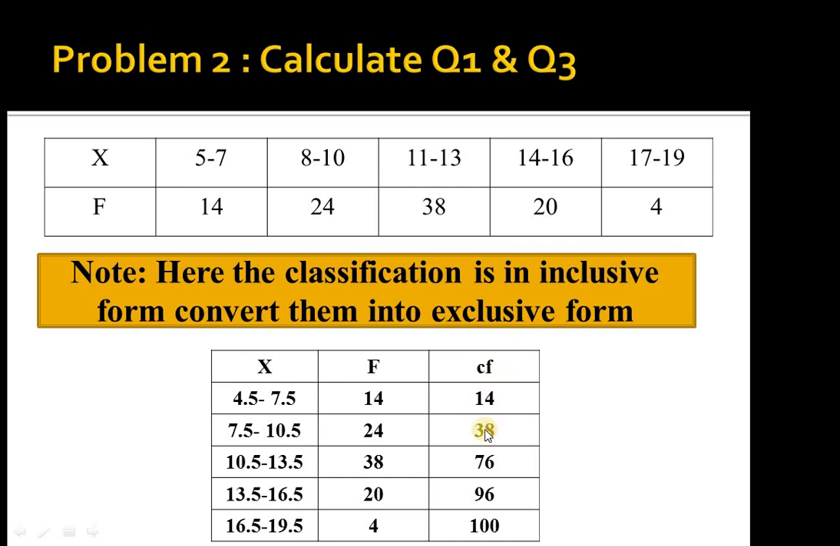Again, the rest of the process is the same. We need to calculate the cumulative frequency. Once the cumulative frequency is done, we need to find Q1. The formula we need to apply: n by 4th item. Whatever value we find, we look into the cumulative frequency column, and the corresponding class will become the Q1 class. Then we apply the formula: L plus n by 4 minus CF divided by F into I. The same we will apply for Q3 also.